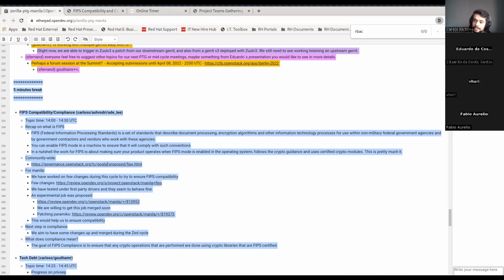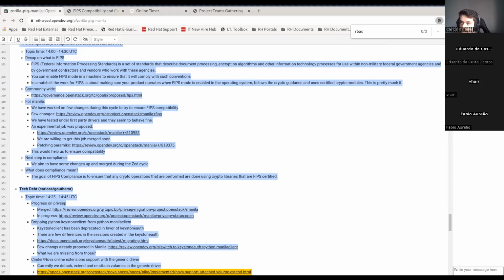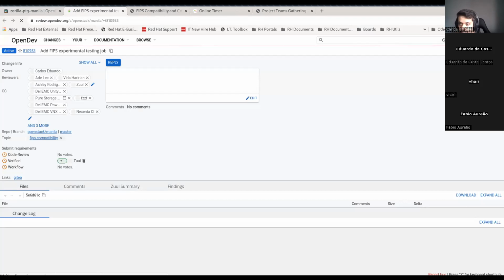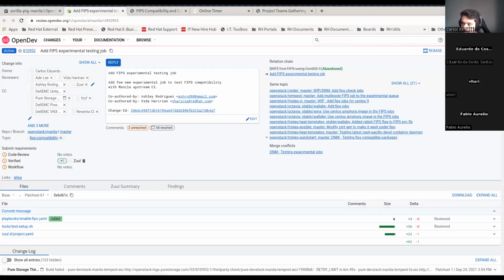But yeah. For Manila, we have worked on a few changes during this cycle to ensure FIPS compatibility. They are tagged here in this link, and we did propose our job. It's passing, and it was passing at the time. I just triggered it again. Apparently, there is an issue with our experimental jobs, which I already got in touch about. It's not the FIPS experimental job itself.